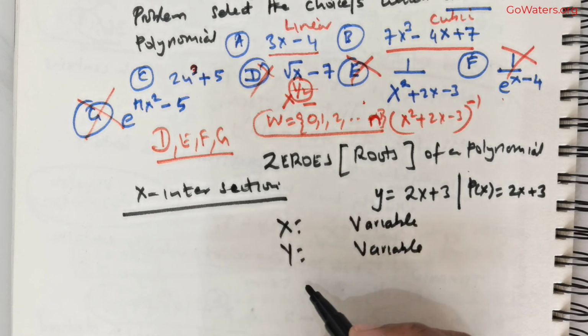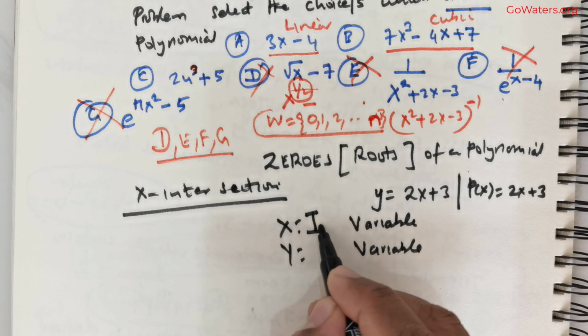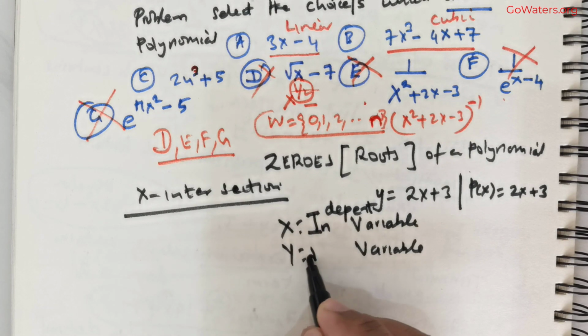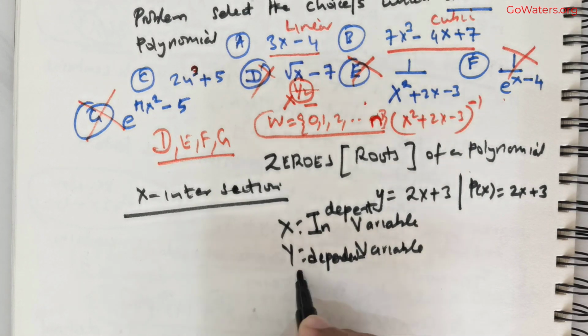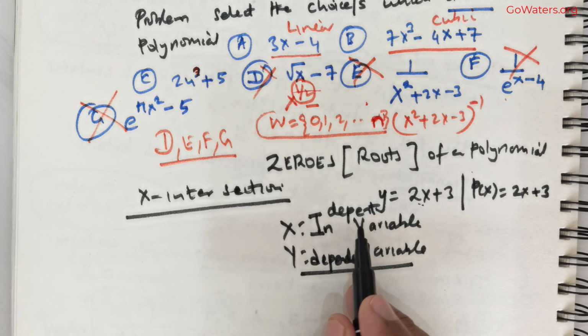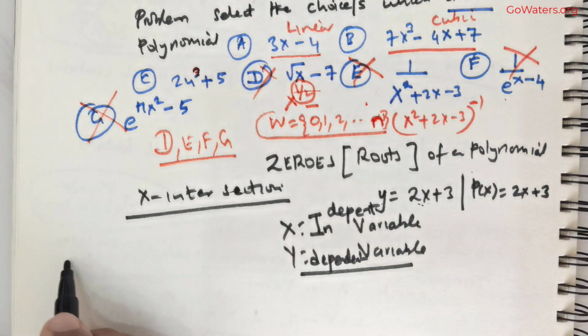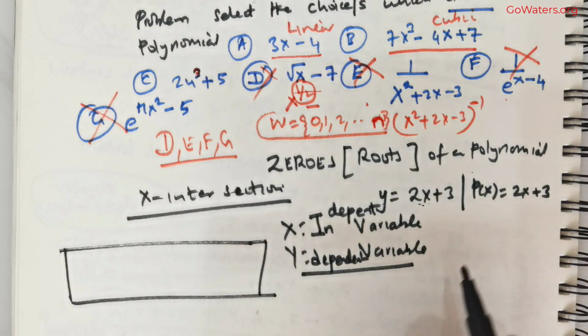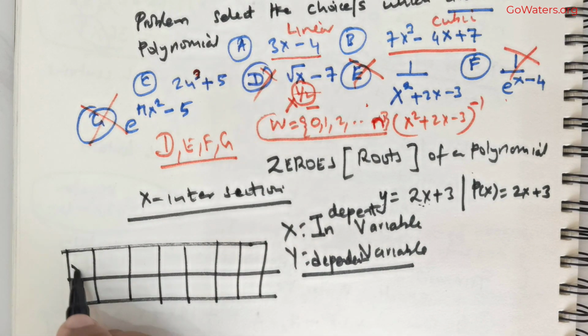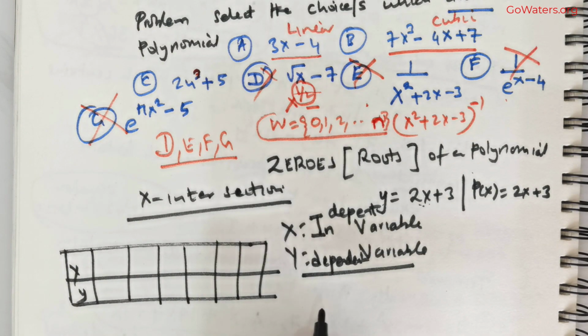But there is a difference between these two variables. X is called the independent variable. Y is called the dependent variable. Have this in mind. X is the independent variable in this case. Y is the dependent variable. So what is the meaning of dependent variable and independent variable? Simple. Y depends on x. In other words, suppose you are taking values, you are free to take values only for x. You cannot take values for y.